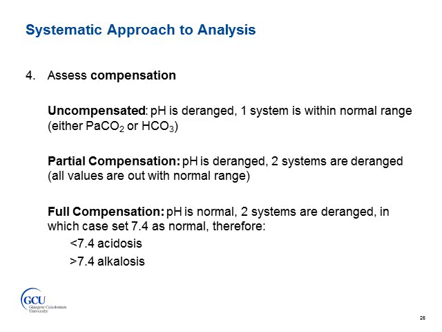The body might have fully compensated for the problem. In that case, the pH will be normal. However, the two system values will be deranged. In which case, in order to discover if it is an acidosis or an alkalosis, we then set 7.4 as normal. Therefore, if it's less than 7.4, we consider it to be an acidosis. If it's greater than 7.4, it is considered to be an alkalosis.